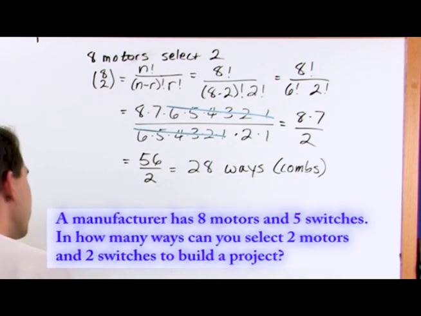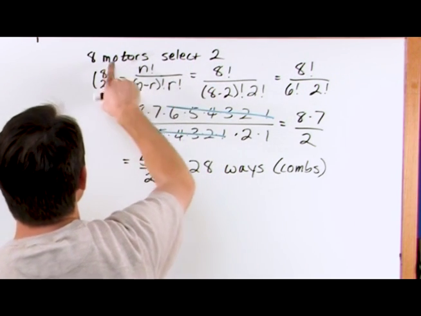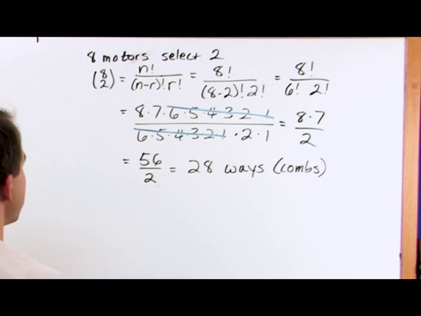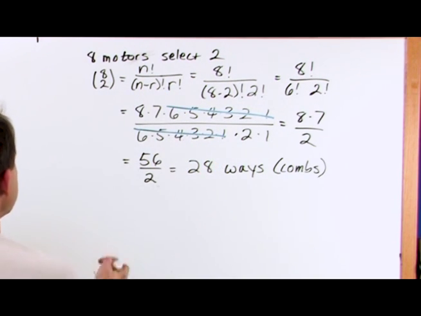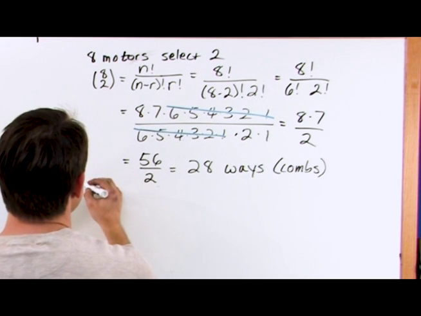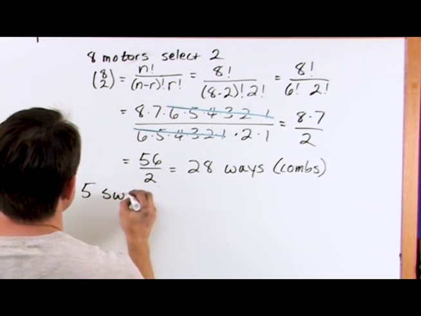28 combinations. What does this mean? 28 ways of picking 2 motors out of a pool of 8, where the order doesn't matter because I'm not picking any in a specific order. Now, the problem said I had 8 motors and 5 switches. I'm taking 2 motors and 2 switches. How many ways can I do that? Well, all I've done here is I found that there's 28 ways to pick the motors. That's all I figured out. Now let's do the same thing for the switches. For the switches, I have 5 switches.